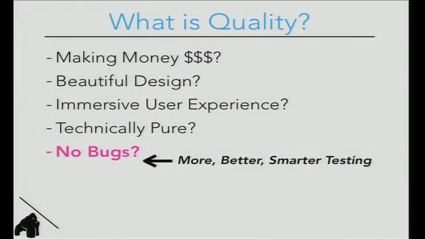And then lastly, a lot of people think quality is just no bugs, and of course all three of us are going to tell you that quality is no bugs. And how we're going to tell you to get no bugs is more, better, smarter testing, right? That's our solution for quality. And each of the three of us is going to have a kind of nuance to that solution.